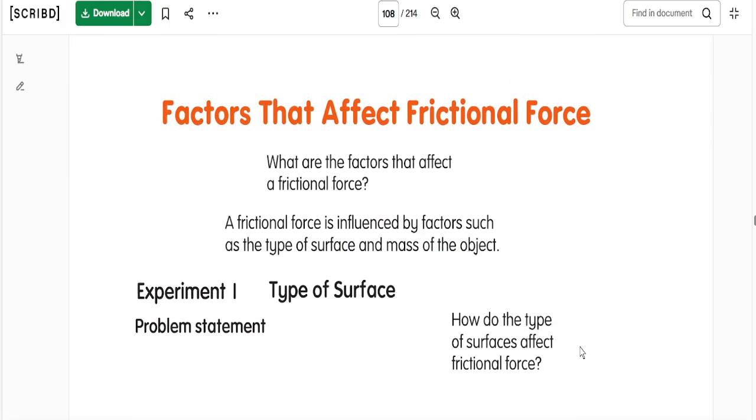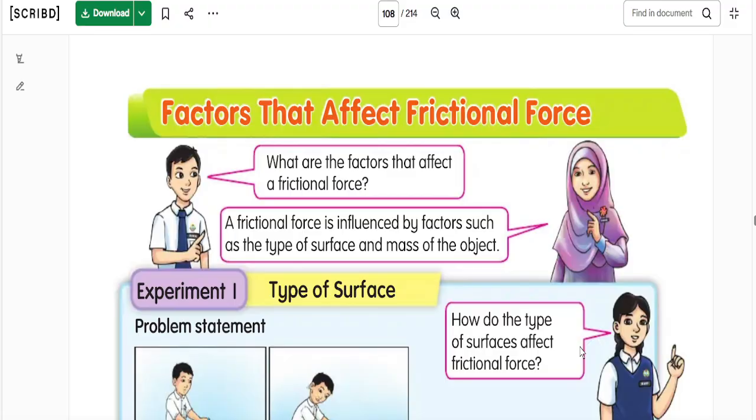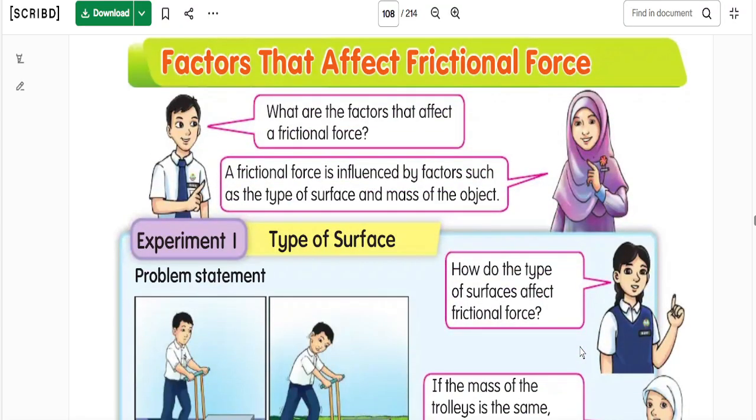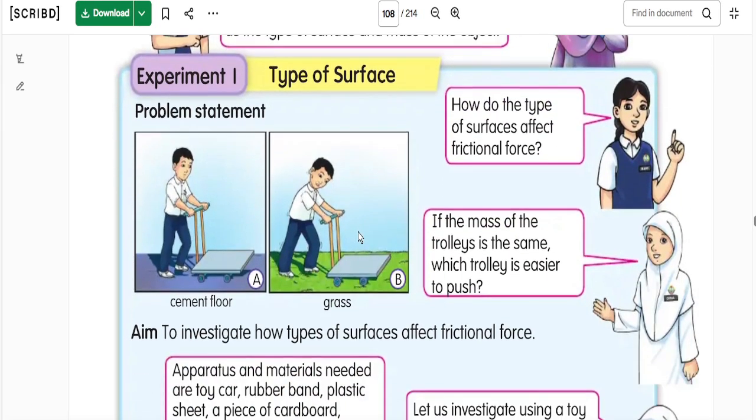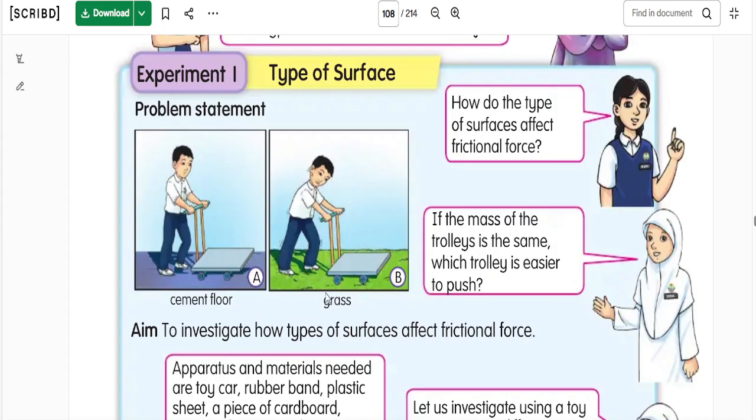So there are some factors that can affect frictional force, that can increase friction or decrease friction. For example, here there is a cement floor and there is grass. In the first case the floor is smooth, right? But in the second case, because of grass, the floor is not smooth. So in the first case, the trolley would be easier to push than in the second case, right?